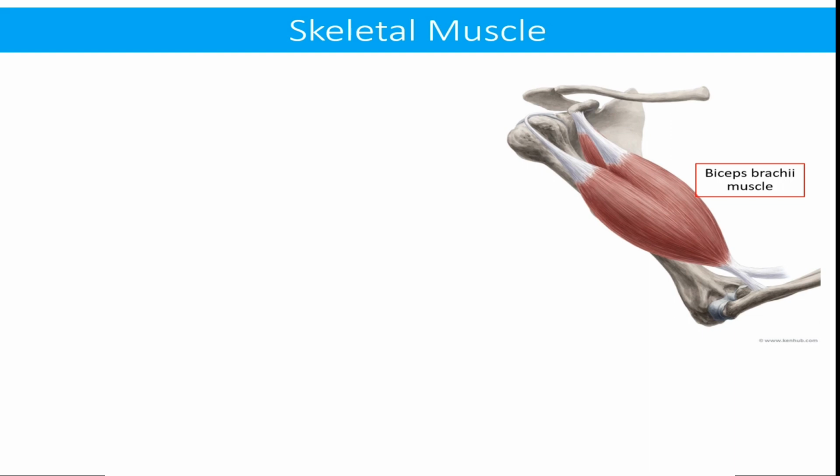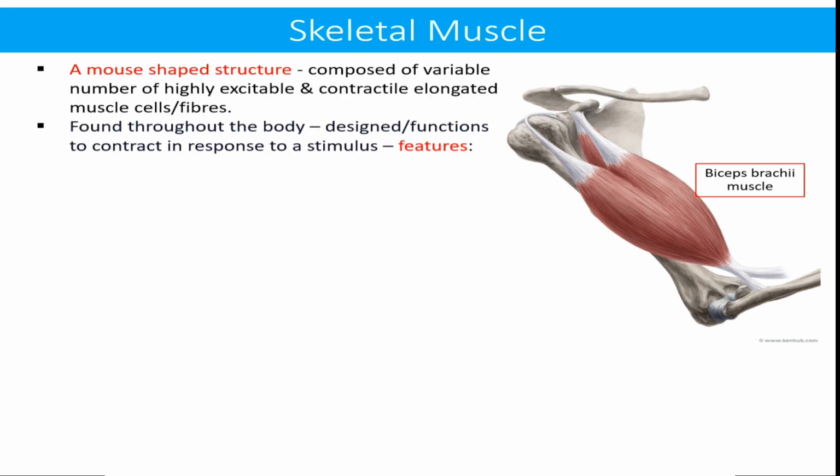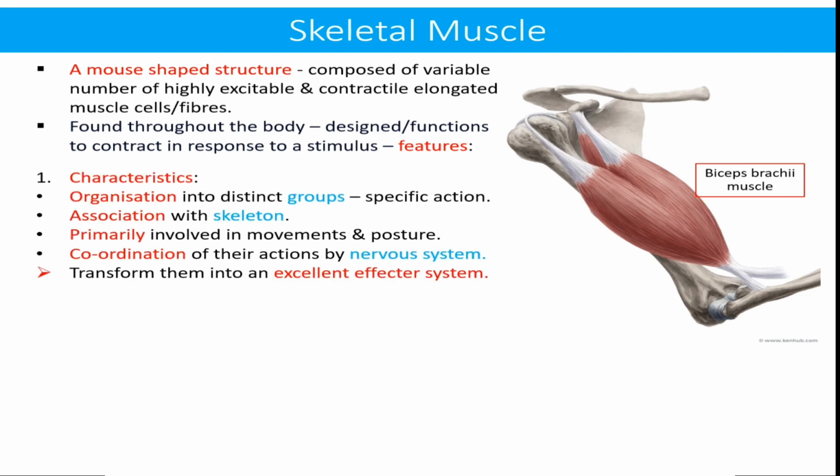The topic of discussion for today is skeletal muscles, their various aspects, including classifications. A typical skeletal muscle is a spindle-shaped structure which is composed of a variable number of highly excitable and contractile elongated muscle cells, which are also named as fibers. These muscles are found throughout the body and they are designed to contract in response to a stimulus. They have got various features.